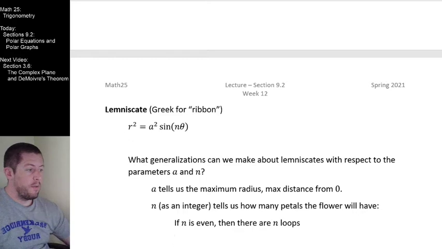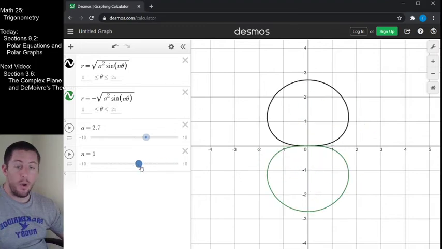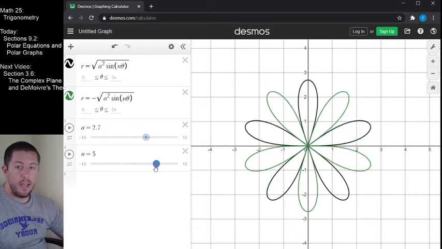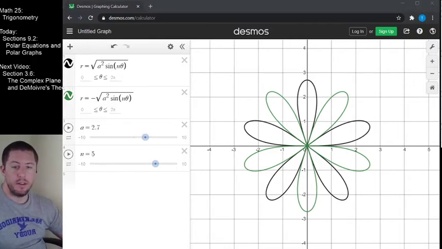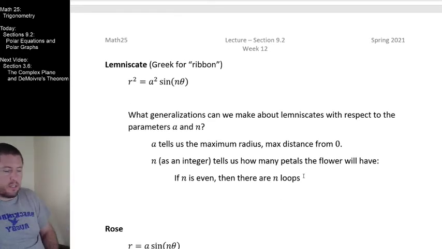Alternatively here, if n was odd, we saw something different going on. When n was odd, we were dragging the slider around and we started at 1, and at 1 there were 2 loops. At 3 there were 6 loops. At 5 there were 10 loops. So it seems like for our odd values of n, there actually ended up being twice as many petals on that flower, right? Which is kind of interesting. Not something you would ever be able to easily see by just looking at this equation.